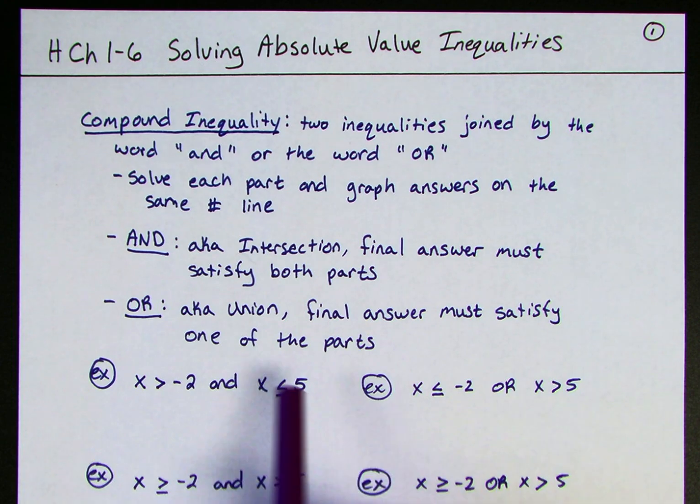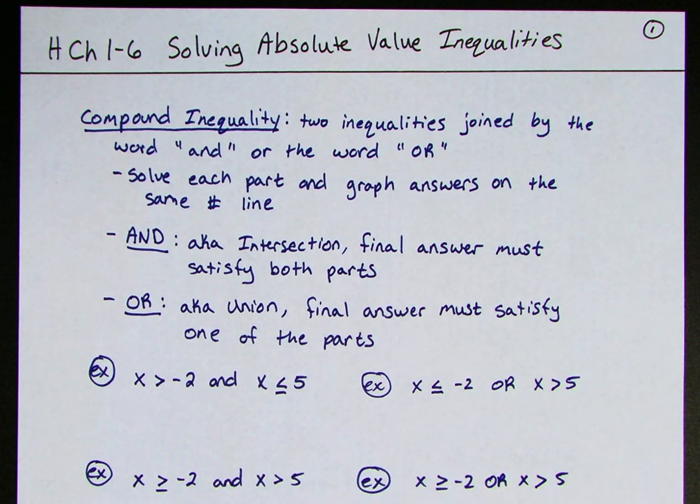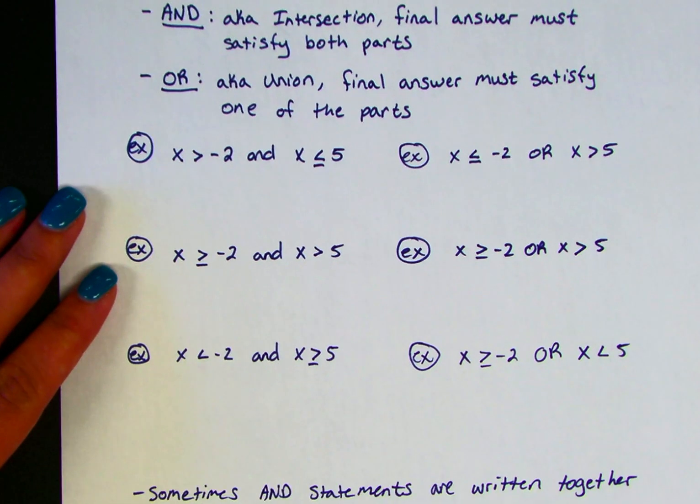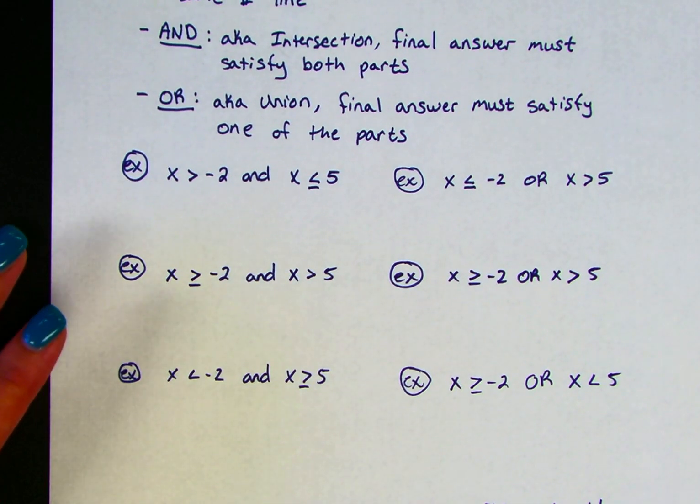Now with or, sometimes we call that a union. And for our final answer, we need to include all the shading that makes either statement true. So it's not just the overlap shading, it's the shading for all of it together. And again, in terms of our answer, which is x, when we're graphing, we are graphing on a number line. Okay, so to start with, we're just going to go over what the graphs would look like for each situation.